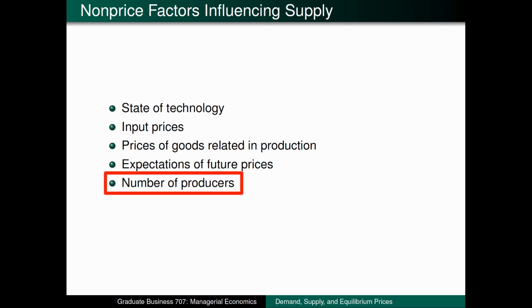Finally, we have the number of producers. This will be especially important for us when we study the impact of entry and exit on prices and profits when we get to the competition portion of the class. What we're going to say is that if an entrepreneur starts up a new company, then that entry will increase the number of firms, and so the supply of that product will increase. On the other hand, if firms go bankrupt, we will say that they are exiting the market, and so the supply curve for that product shifts to the left.